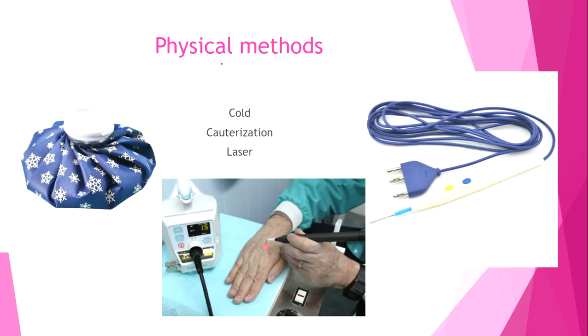Physical methods: cold, cauterization, and laser. Most often we use cauterization. Cold is used only in case of mild, not severe bleeding. If we deal with capillary bleeding, okay? Not with arterial or venous bleeding. It's prohibited.